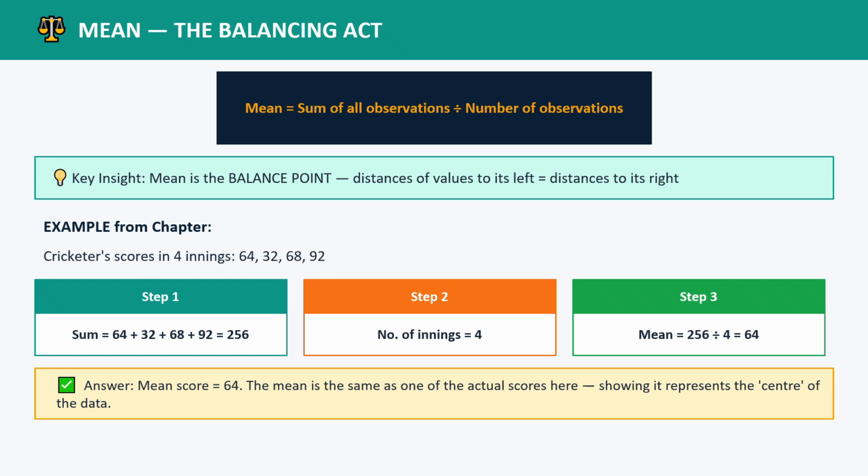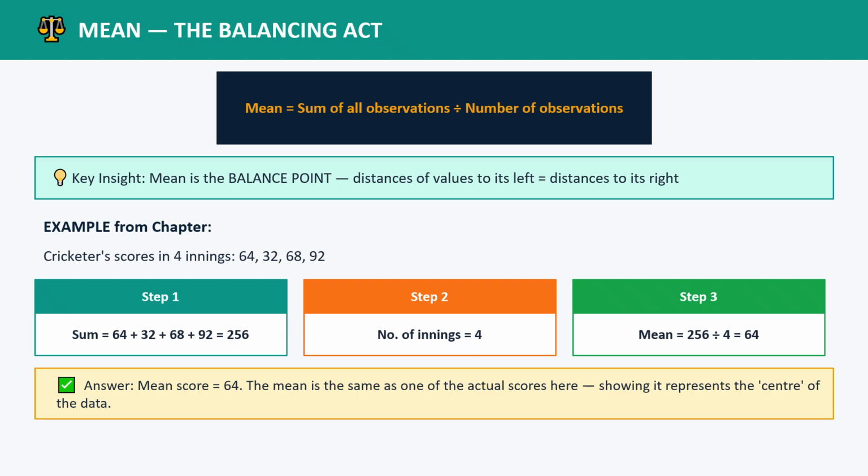Let's take an example. A cricketer scores 64, 32, 68, and 92 runs. First, we add them. Total becomes 256. Then divide by 4, we get 64. So the mean score is 64. Interestingly, one of the scores is also 64, showing how the mean represents the center of the data.